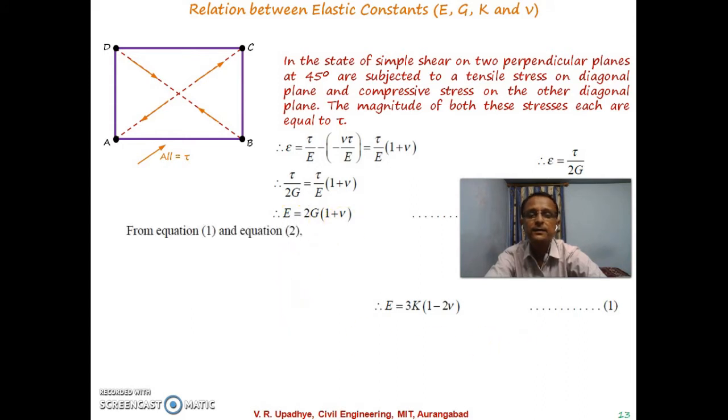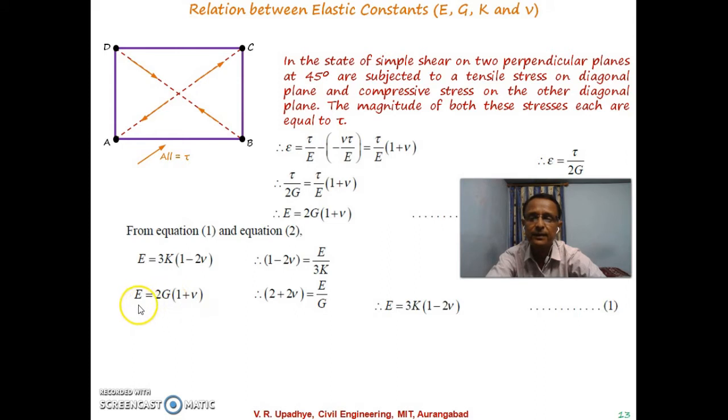Okay. So if we go through equation 1 and equation 2, E is equal to 3K 1 minus 2 mu, and with this we can write 1 minus 2 mu is equal to E divided by 3K. With the second equation we have E is equal to 2G 1 plus mu. So if we multiply it by 2 inside, it will become 2 plus 2 mu. Okay, and if we take this G on this side, that will become this capital E divided by G.